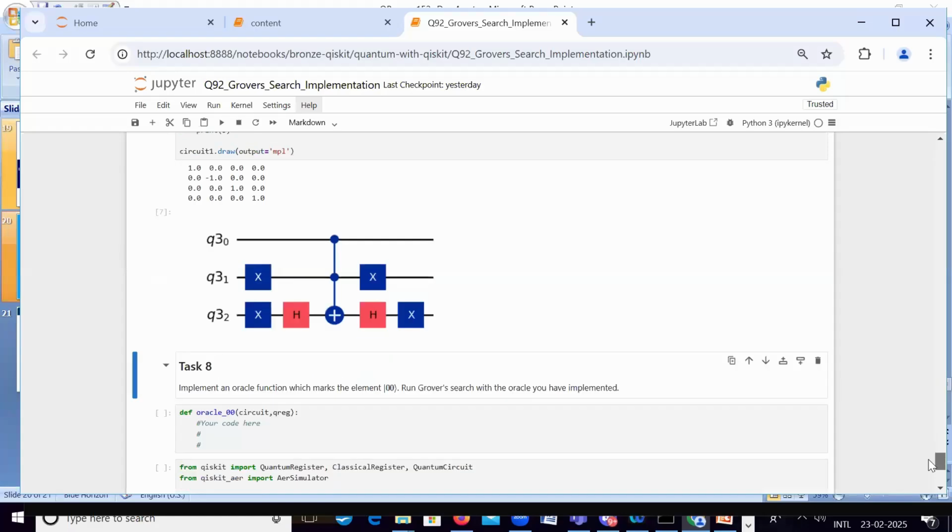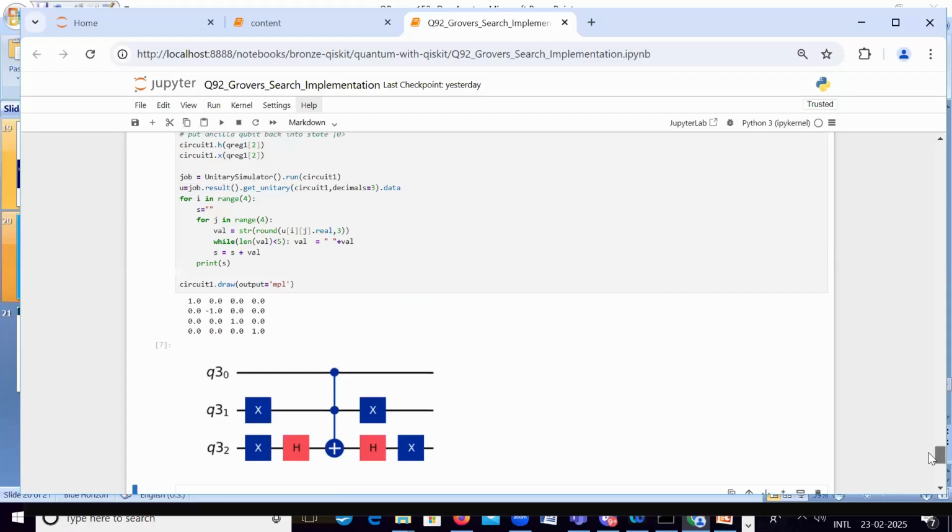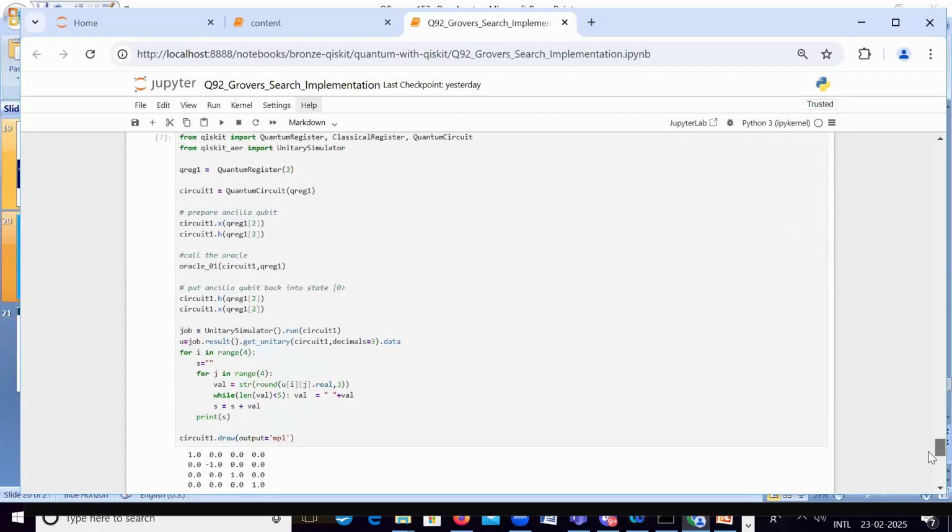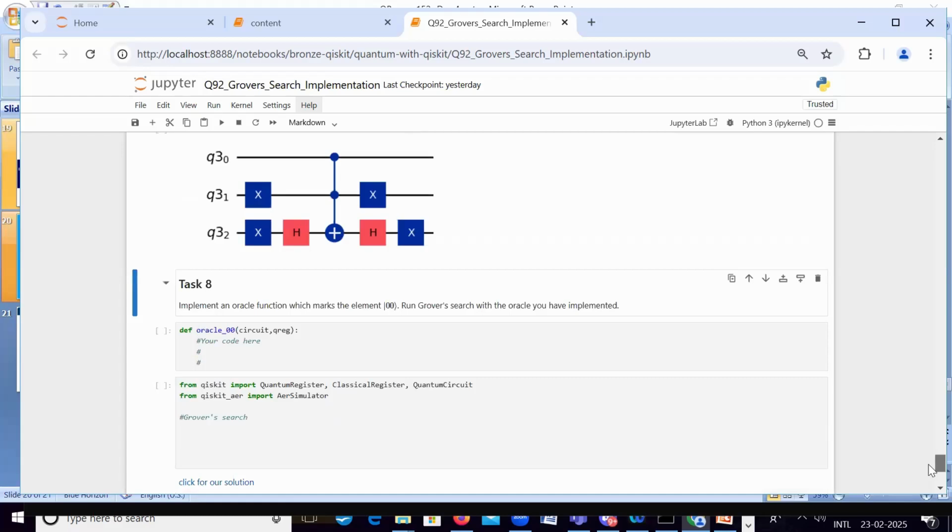This is, I think, how it is really telling that this is, but yeah, this is the representation.